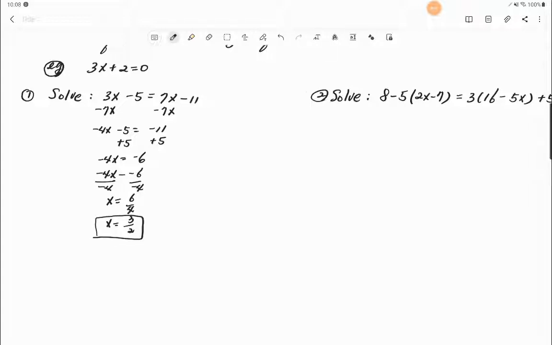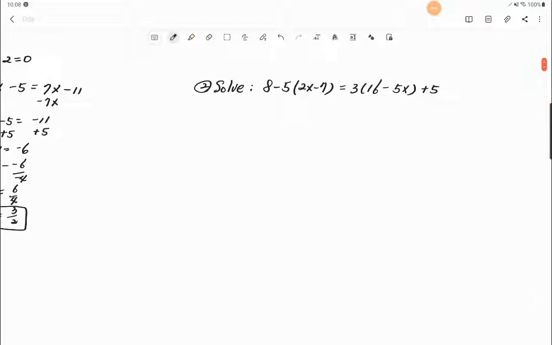Okay, let's try the next example. Solve this. This equation looks complicated, but what we have to do is distribute so that we can remove the parentheses, and then simplify each side and collect x terms. So multiply negative 5 and 2x is negative 10x. Multiply negative 5 and negative 7 is positive 35.